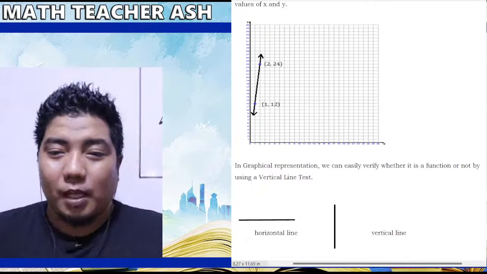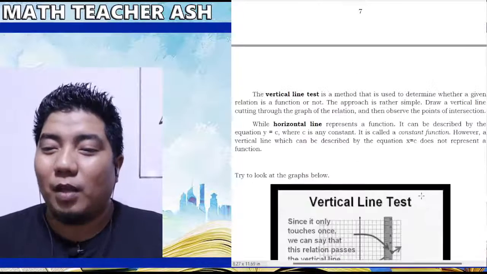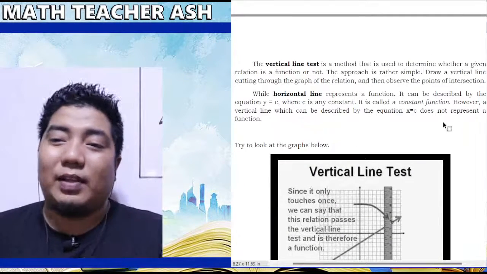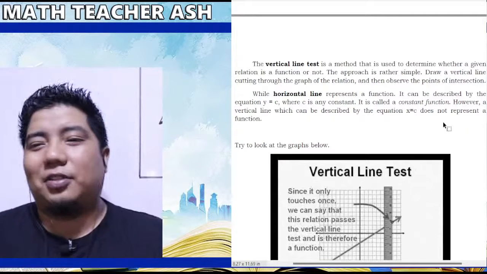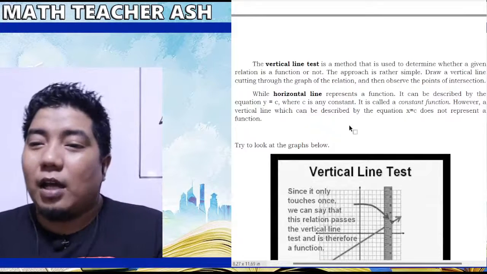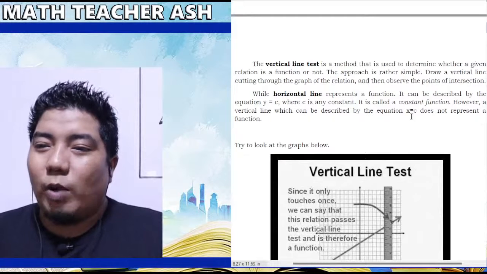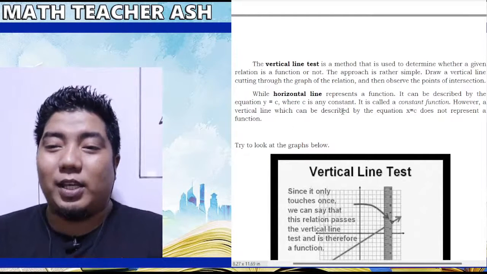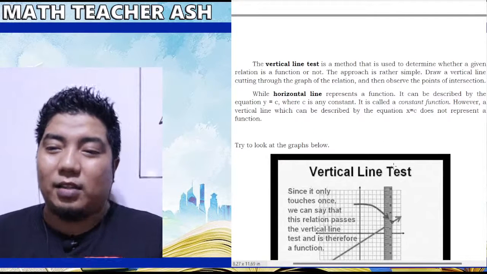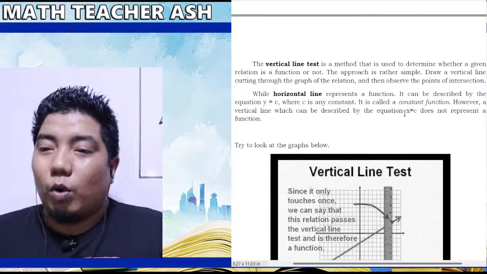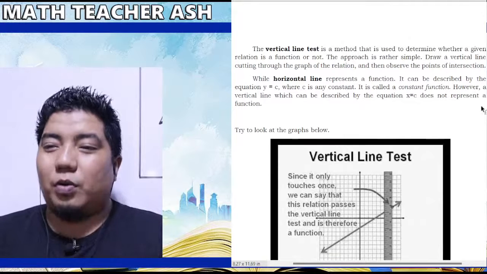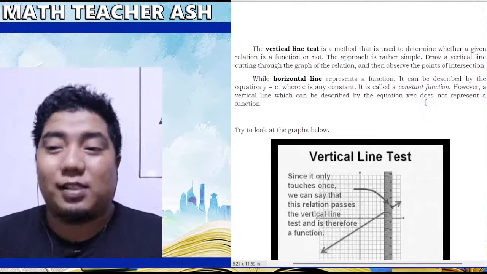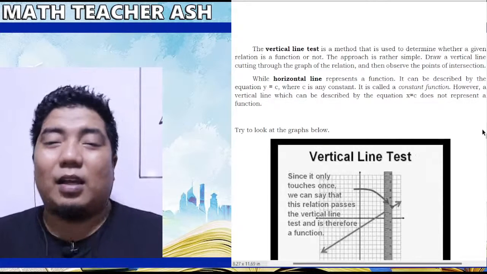Okay, so let us continue. So the vertical line test is a method that is used to determine whether the given relation is a function or not. Okay, so yun ang gamit nun. While the horizontal line test represents a function. It can be described by the equation y is equal to c, where c is any constant. It is called a constant function. However, a vertical line test, which can be described by the equation x is equal to c, does not represent a function.